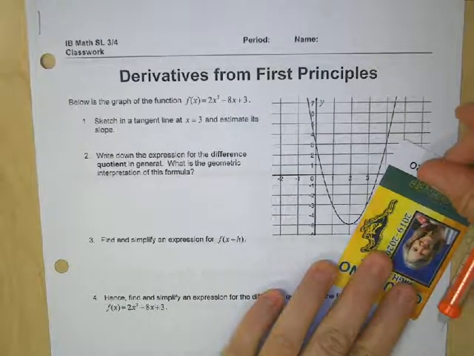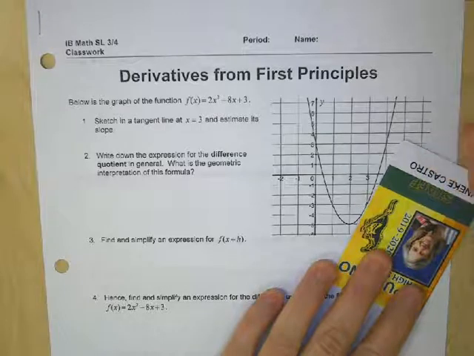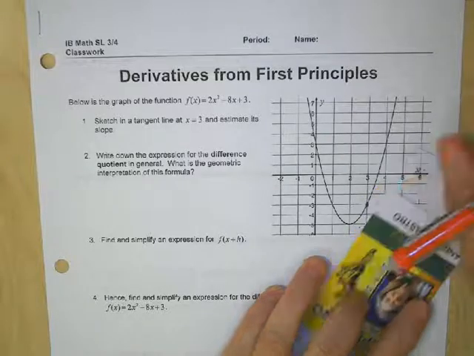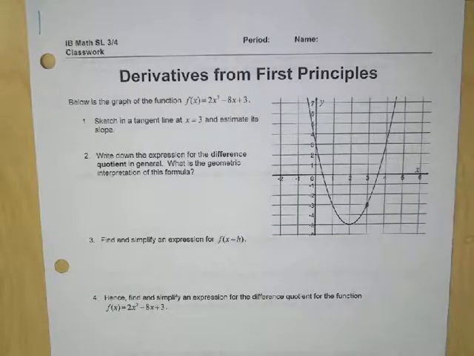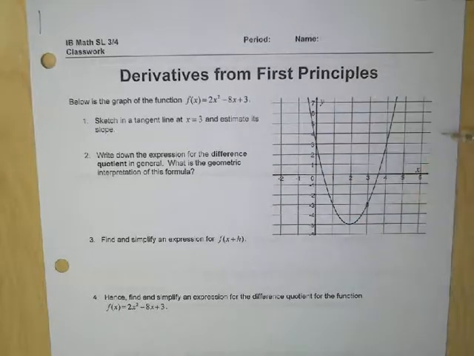That is very imprecise. I mean, it's a nice, quick, fast way of doing it, but it's very imprecise. So what we want to do is come up with an equation that we can use to find the slope anywhere along this graph without actually having to draw any additional tangent lines on it. So we're going to come up with a formula.